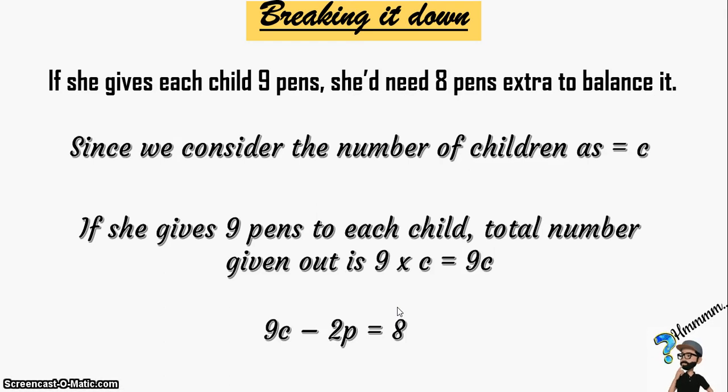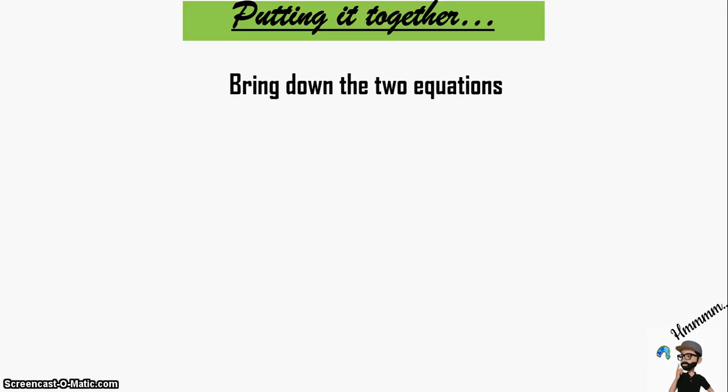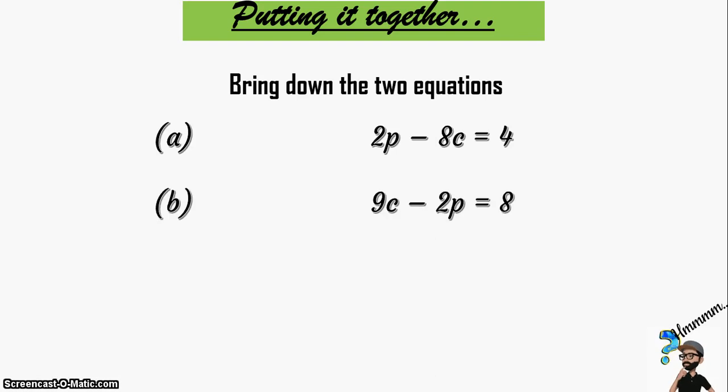Good. So, what do we do next? It's time to put it together. So you bring down the two equations. The first one is 2P minus 8C equals 4. And the second equation is 9C minus 2P equals 8.